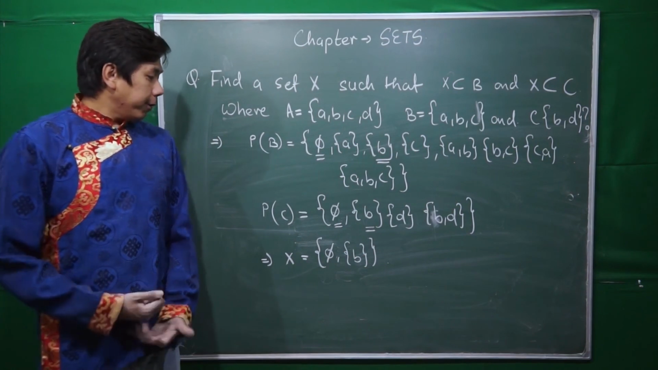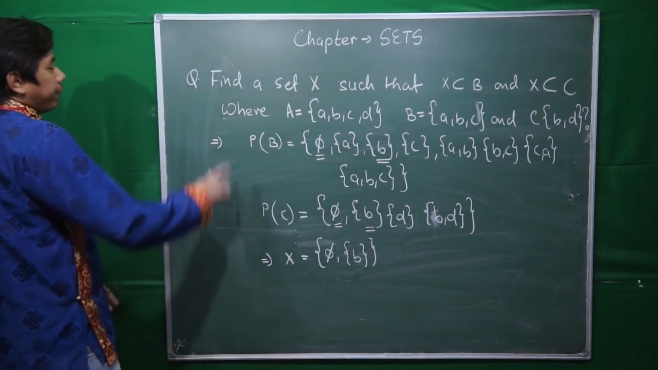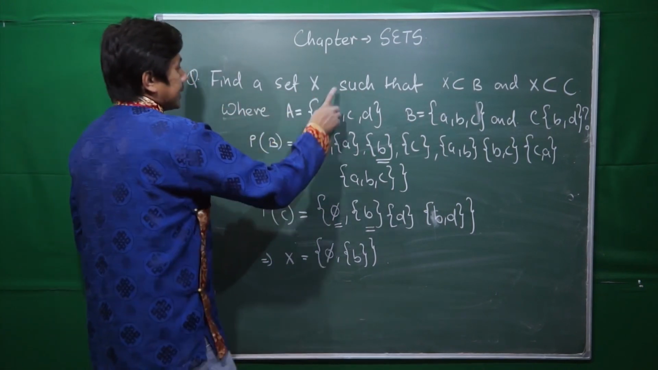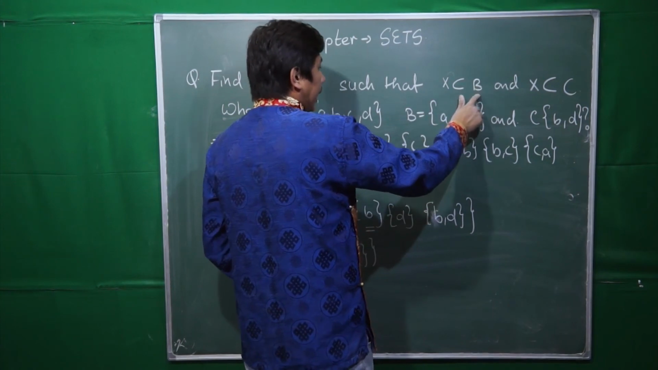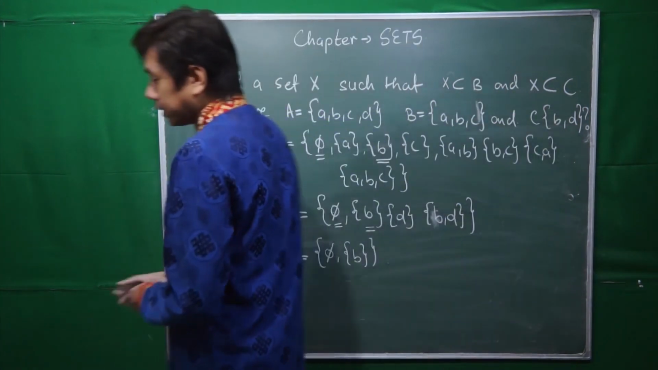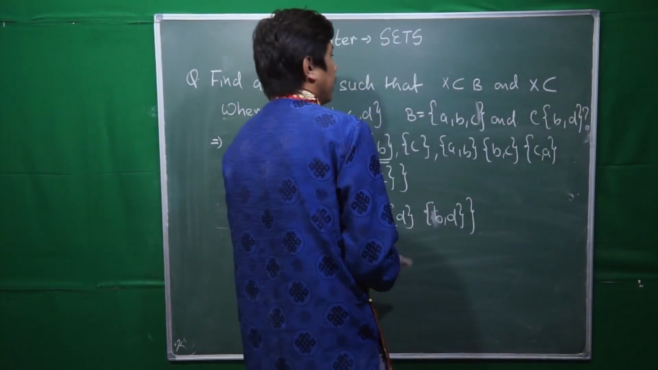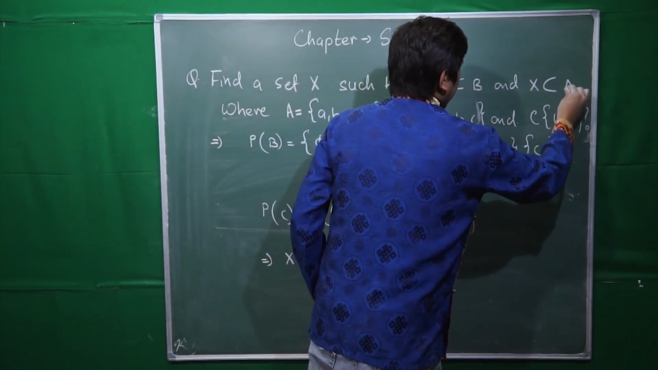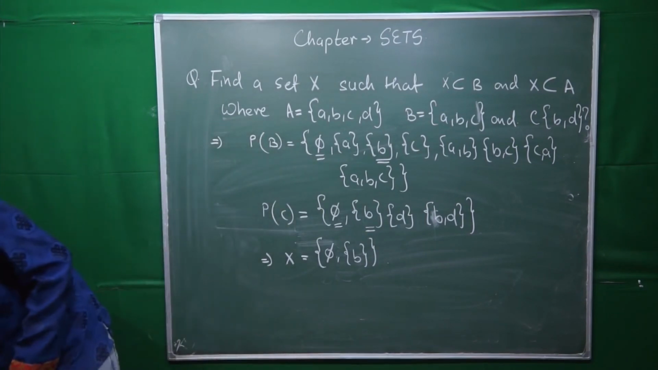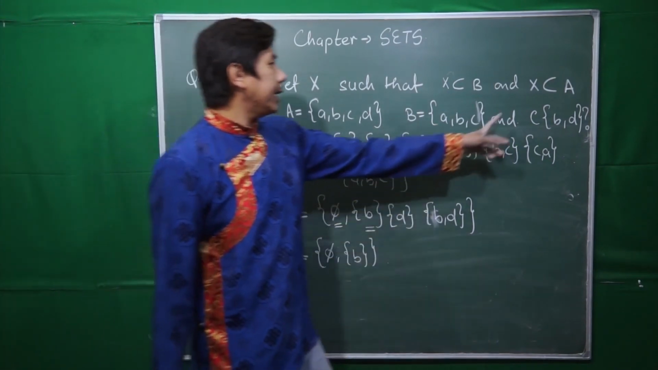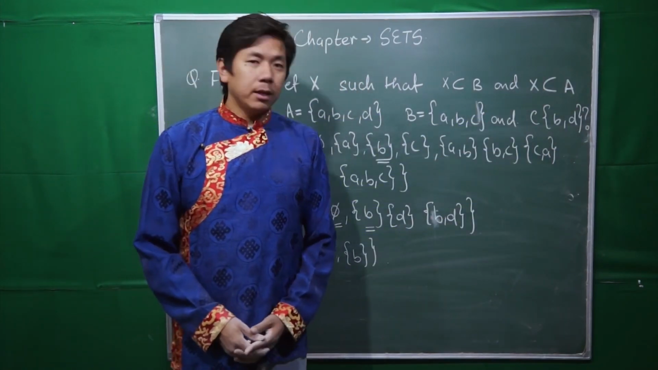Alright. Now for your practice, I'll twist the question slightly. I'll be writing: find a set X such that set X is a proper subset of B and X is a proper subset of A. Alright. The method would be the same. However, in this case, instead of writing C, I'll be writing A. Now this is a question for you to solve. Thank you for today.